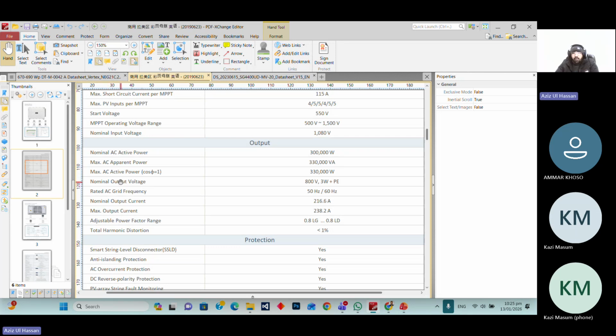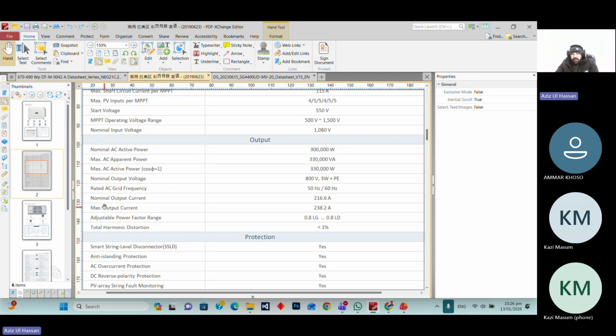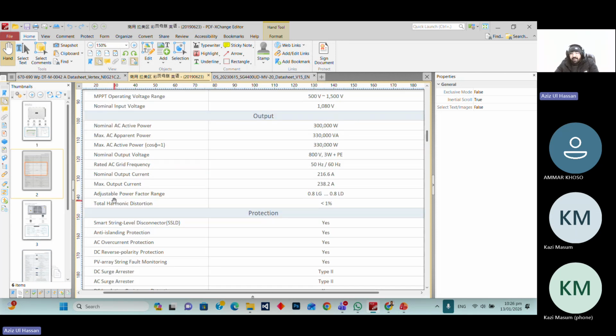Then the nominal output voltage of the inverter is 800 volt, with AC grid frequency 50 hertz. Then the nominal output current of the PV inverter and the maximum. Nominal means this power has 216.6 ampere, and maximum means 330, it has 238 point. This is the adjustable power factor ranging, which means they have the option of power factor changes.